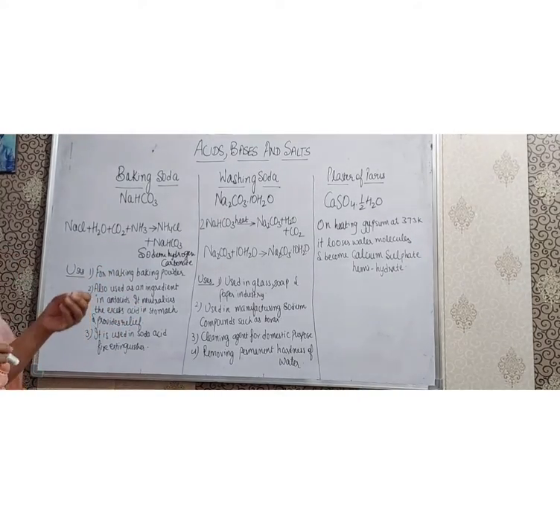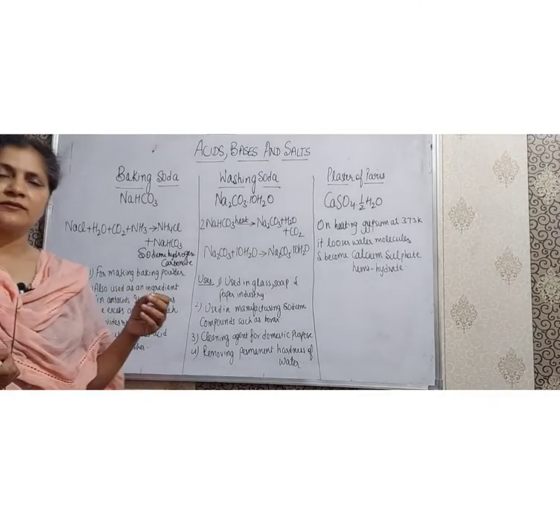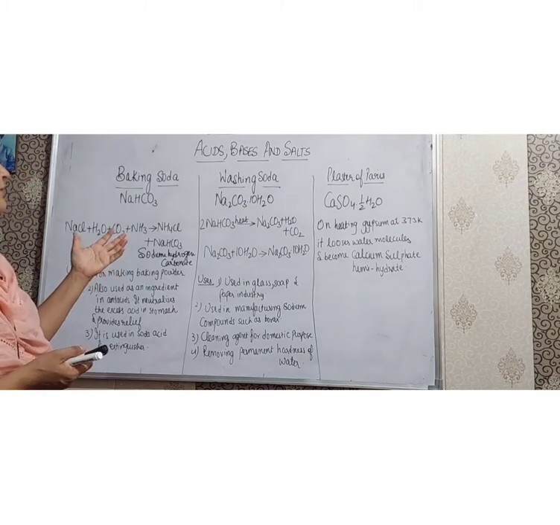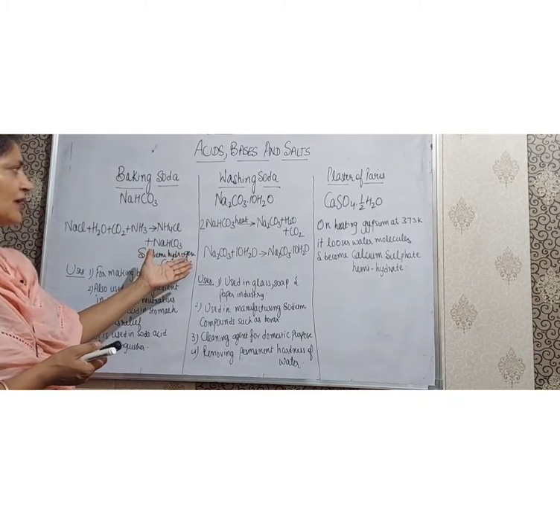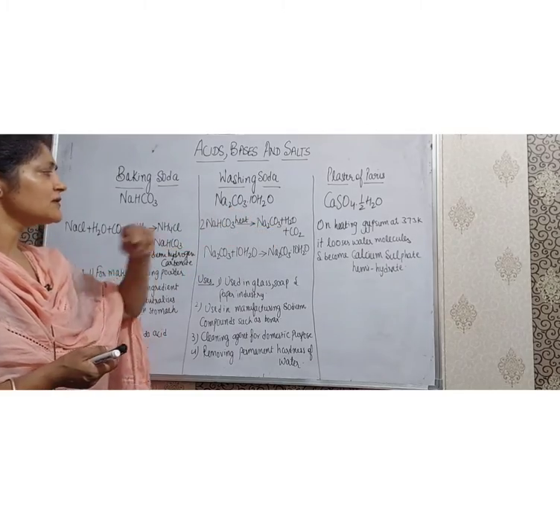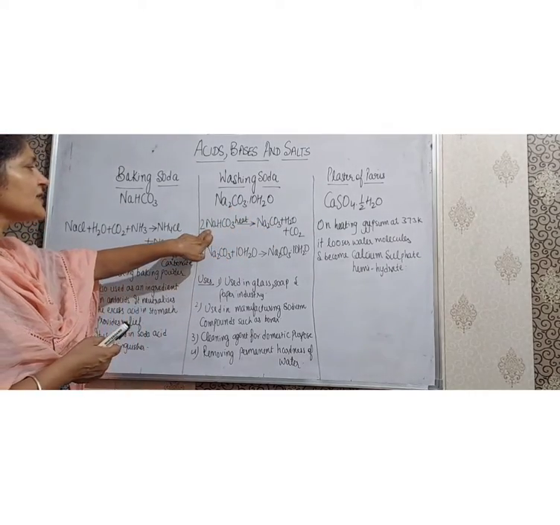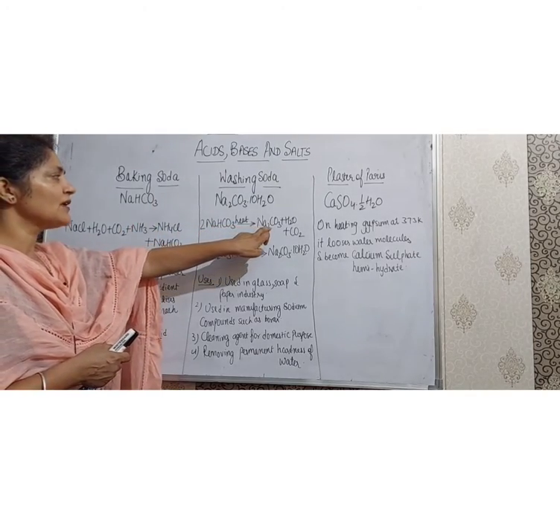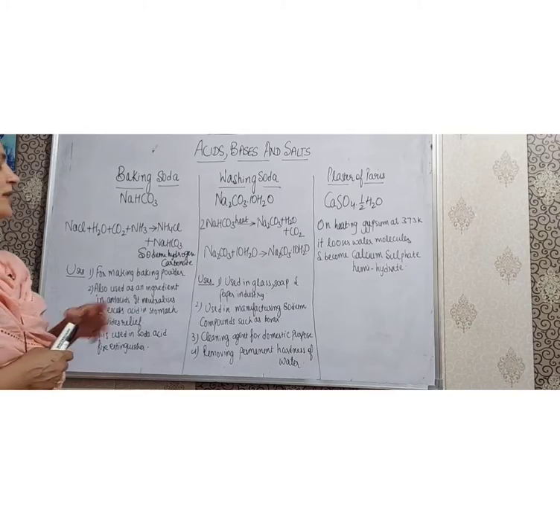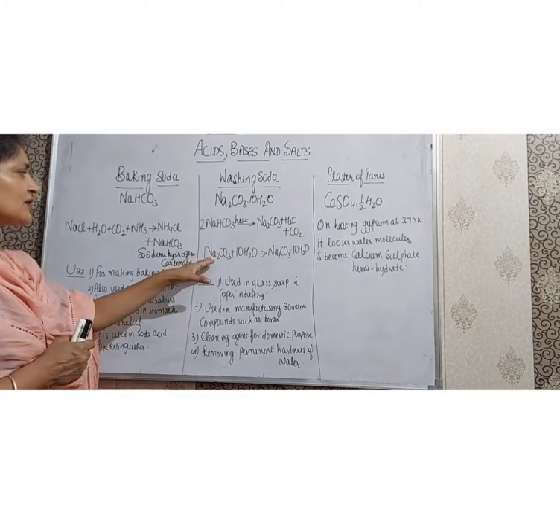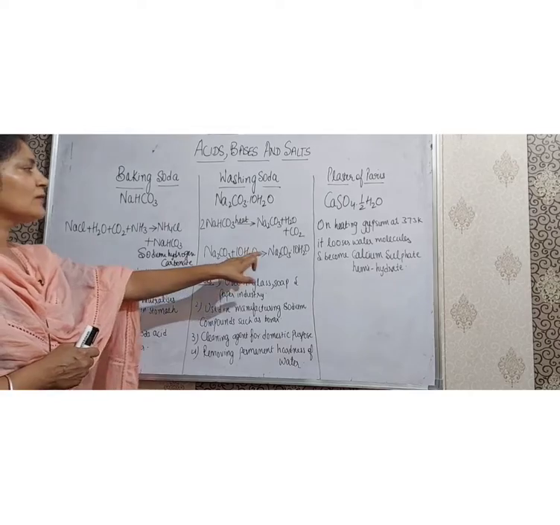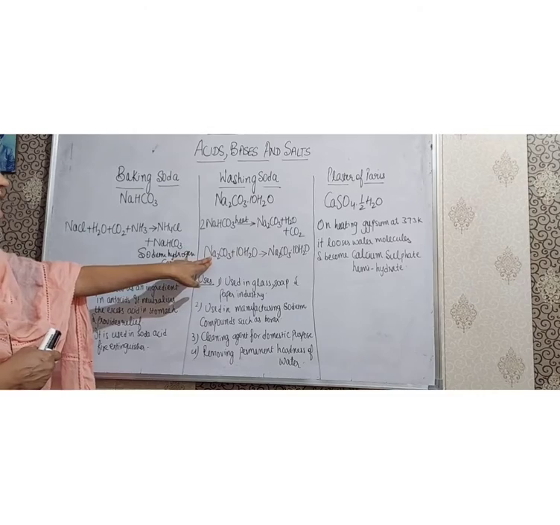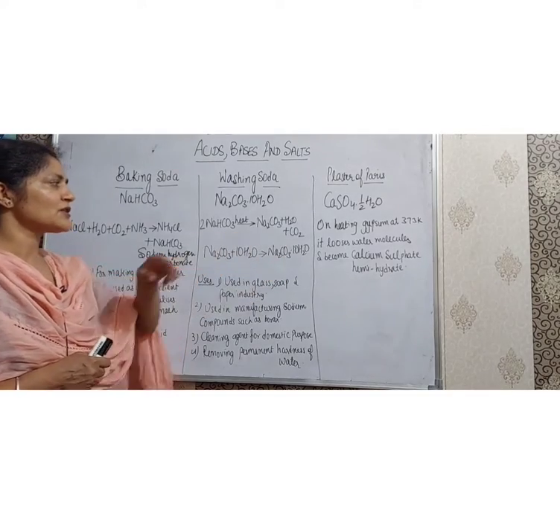The next chemical formed from the common salt, sodium chloride, is washing soda. How is washing soda formed? When we heat sodium hydrogen carbonate, sodium carbonate is produced. Right students? We see this reaction. Sodium hydrogen carbonate, when heated, produces sodium carbonate. Now by the recrystallization of sodium carbonate, we get washing soda.